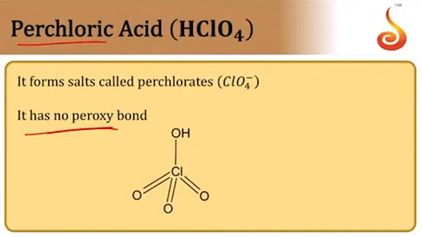So the structure has Cl with 1 OH group, and all the remaining are multiple bonds like this. So the structure is tetrahedral for these oxyacids of chlorine.